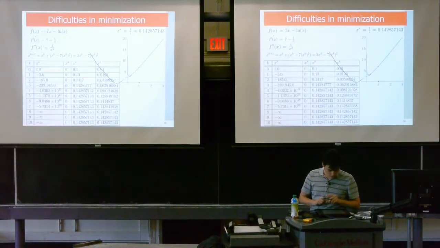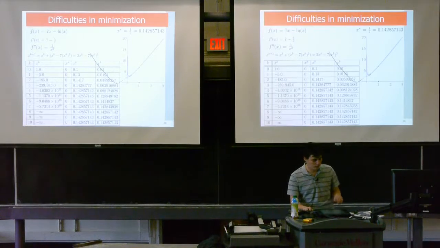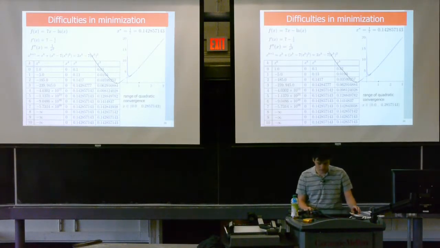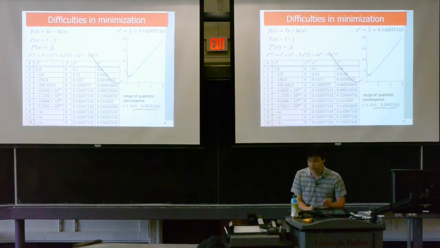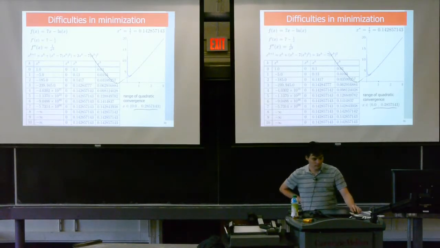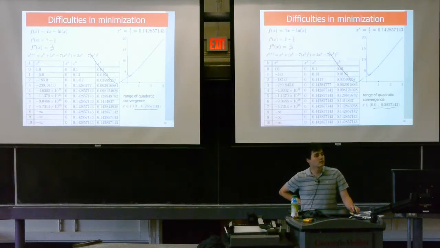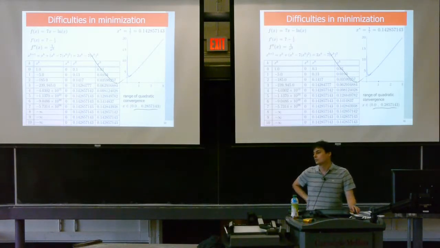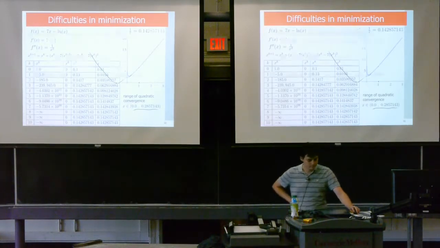Okay, but if you start from 0.1 or from 0.01, then you would indeed converge to the true minimum. So in this case, you can prove that the range of quadratic convergence is this interval, and it's pretty tiny. So you have seen that there are lots of problems with Newton method, but still we love it, because sometimes it can be very fast.